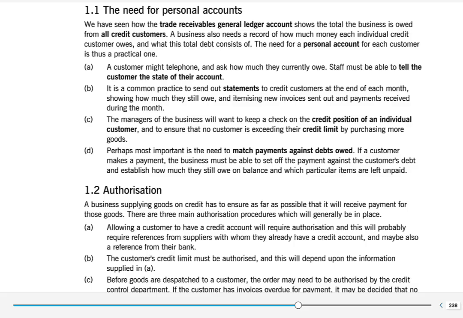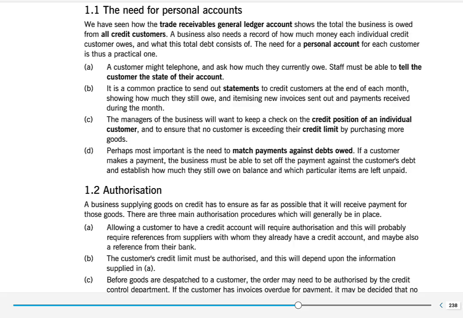To prepare a statement for each customer, the business needs each customer's personal account. Otherwise, it would have to manually search through many documents, which is slow and error-prone. In exam language, you say, personal accounts are needed to prepare statements of account for customers. Statements reduce disputes because they show the full story. What we billed, what you returned, what you paid, and what is still outstanding.